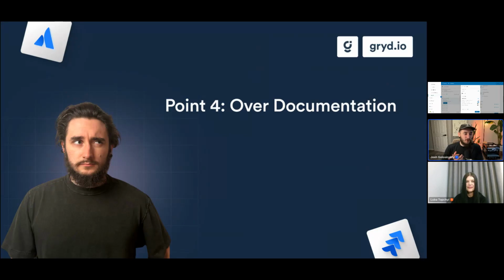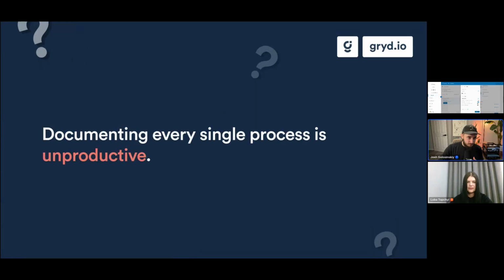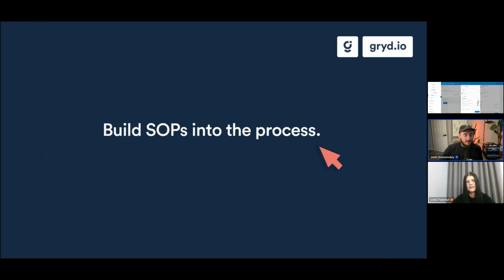All right, so point 4, over-documentation. This is a big one, and I know a lot of people love to document a lot of their processes, create SOPs, create guides on how to actually do something. But one thing I've found is that when we create an SOP, especially internally here at grid.io, we tend to not end up using them very often unless we absolutely have to. So my approach for this is a little bit different. Documenting everything is technically unproductive because you're not going to use a lot of the documentation you have. So I have a slightly different solution, and that is to build SOPs into your current processes.